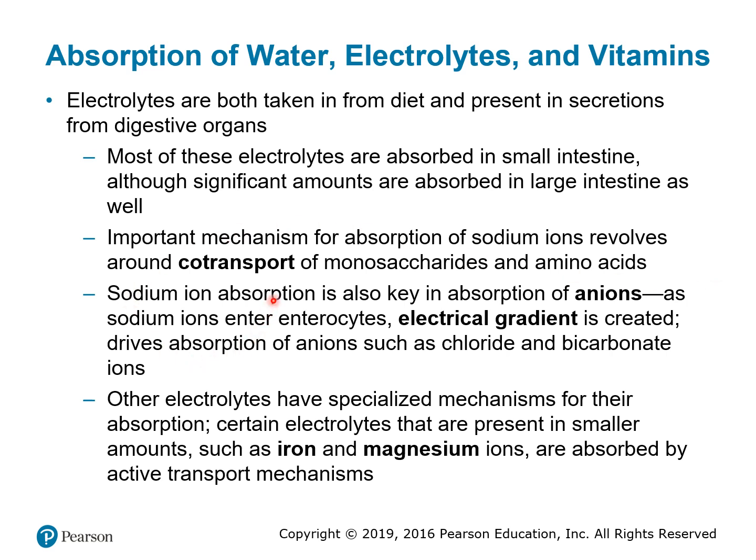The sodium ion absorption also plays a key role for anions, which are also charged. As sodium ions enter enterocytes, an electrical gradient is created that drives the absorption of these ions, like chloride and bicarbonate ions. Other electrolytes have specialized mechanisms for their absorption. They are present in smaller amounts, such as iron and magnesium ions, which are absorbed by other mechanisms of transportation.